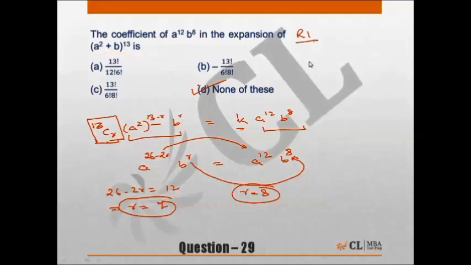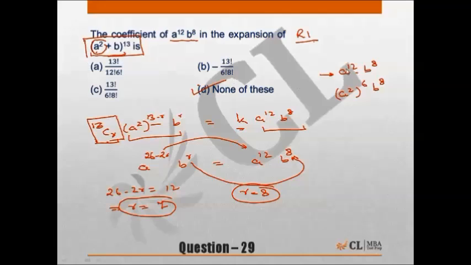Another way of solving this question could have been a little faster. We need to find the coefficient of a to power 12 b to power 8. But the expansion is of a square plus b. So in this term, let me not write a to power 12, but a square to power something. So this can also be written as a square to power 6 b to power 8. Now this is in line with the expansion which has been given to us.